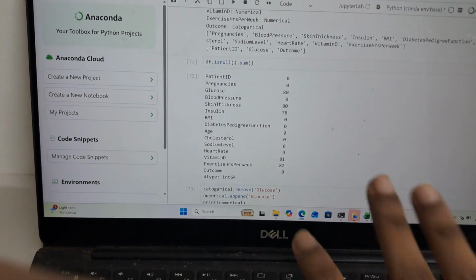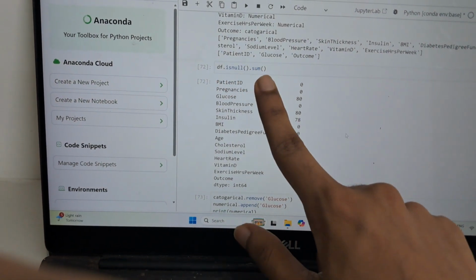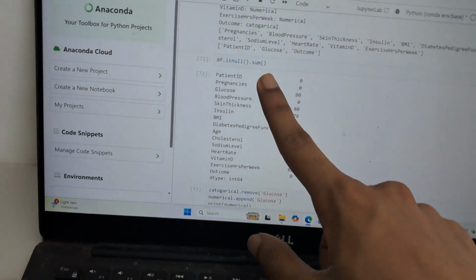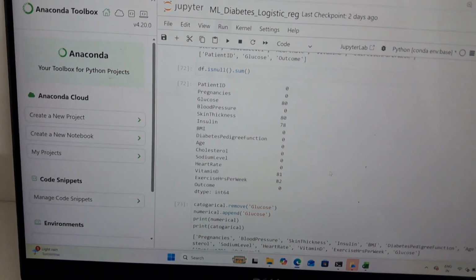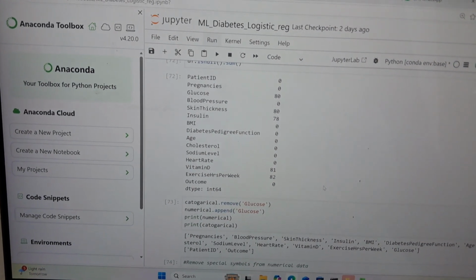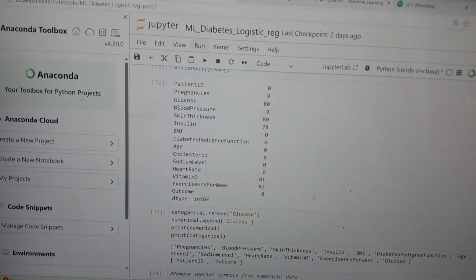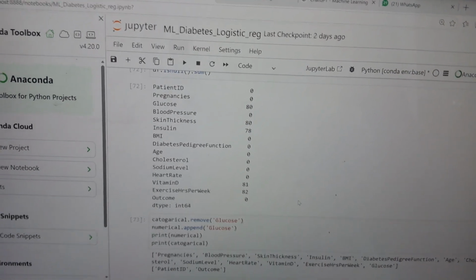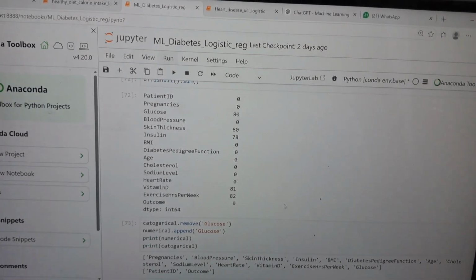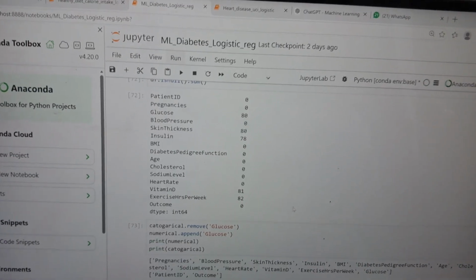Now I'll take df.isnull().sum(). It is used to count how many null values are there in each column. Null values means missing values. So patient ID has 0 null values, pregnancy 0 missing values, but glucose has 80 missing values. Insulin has 78 missing values. So you have to fill these missing values with some number.